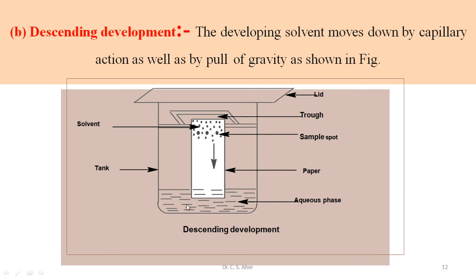So in this case, the bottom side is the aqueous phase, and this tub is filled with the organic or developing solvent. The paper is touching this tip, and the solvent runs from the tub side in the direction of the gravitational force, downward. This is the tank, with the lid, same. This tank is saturated with the developing solvent that is present in this tub. So that is the ascending development.